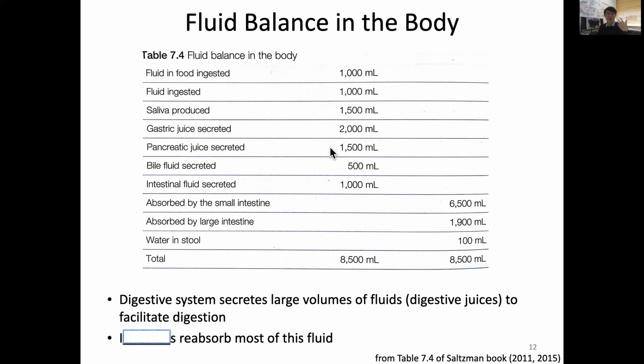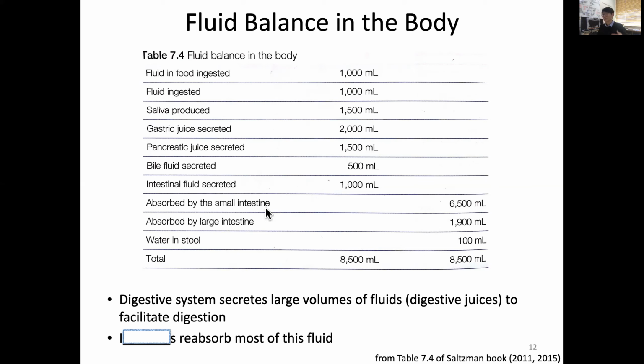And also when you talk about the liver, there's bile fluid. That bile fluid secreted is also 0.5 liter. And our intestinal fluid, secreted through the intestine, is almost 1 liter. And that adds up to about 8.5 liters of fluid getting thrown into our intestinal tract. While how much do we reabsorb?